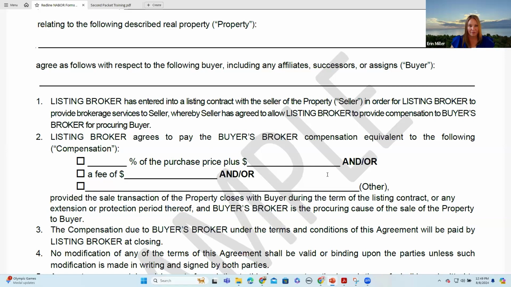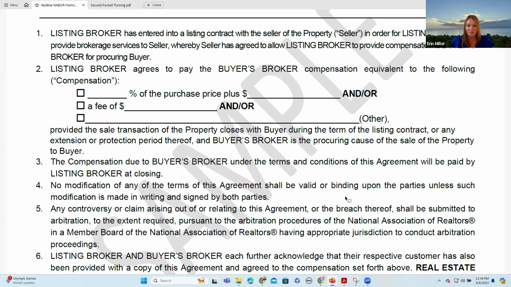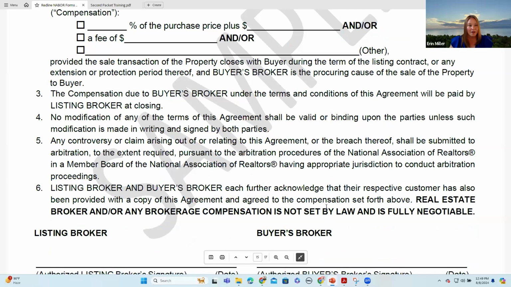Paragraph 3, the compensation due to the buyer's broker under the terms and conditions of this buyer broker compensation agreement will be paid by the listing broker at closing. So we have the who, listing broker to buyer broker, the what, compensation listed in paragraph 2. Whatever it is that the listing broker is authorized to offer to compensate the buyer's broker, you'll put that information there. And we know when that will be paid: the compensation due to the buyer's broker under this agreement will be paid by the listing broker at closing. Paragraph 4, no modification of any terms of this agreement will be binding unless the modification is made in writing and signed by both parties.